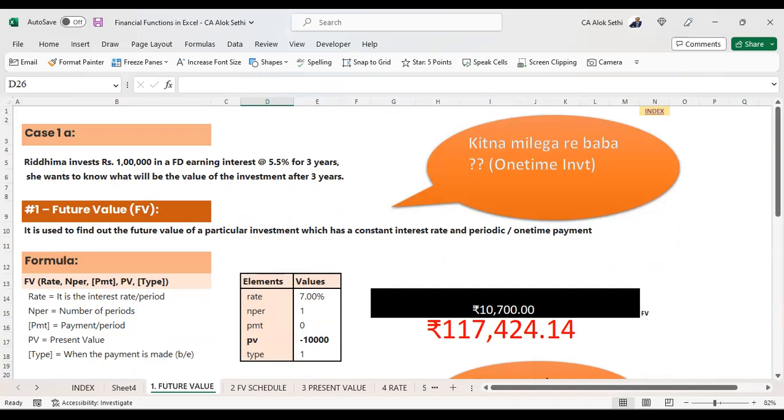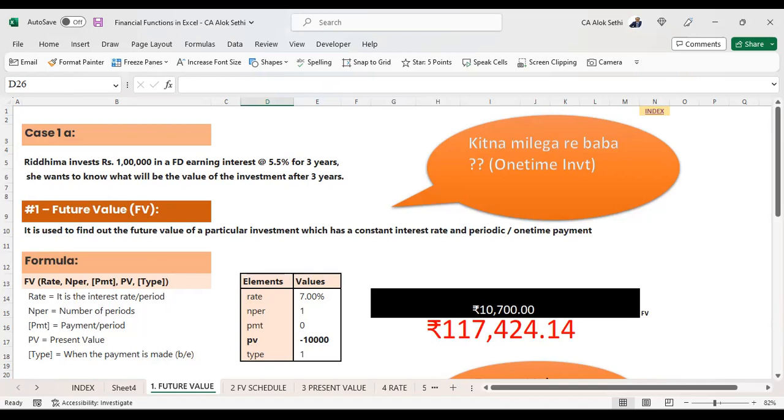Future value is something which you will get in the future. Future में जो मिलेगा वो future value होगी. और present मतलब क्या होता है, आज. अभी जो आपके पास है उसे बोलते हैं present value. As simple as that. So future value function is used to find out the future value of a particular investment which has a constant interest rate and periodic one-time payment.